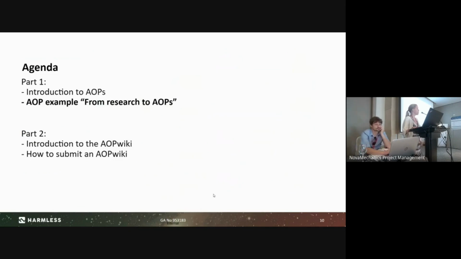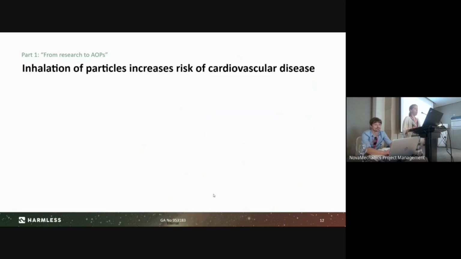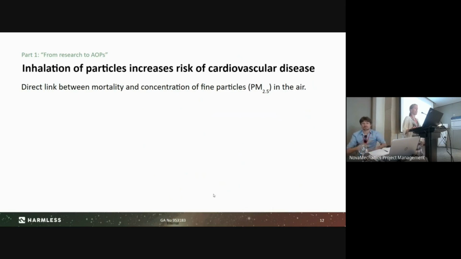And now I want to show how we at our institute went from doing research to constructing an AOP. The AOP that we constructed at our institute is AOP 237, which involves the secretion of inflammatory cytokines leading to plaque progression. So what's the story, how did we end up here? Just briefly, from history and known facts, inhalation of particles increases the risk of cardiovascular disease. There is a direct link between mortality and the concentration of fine particles in the air.